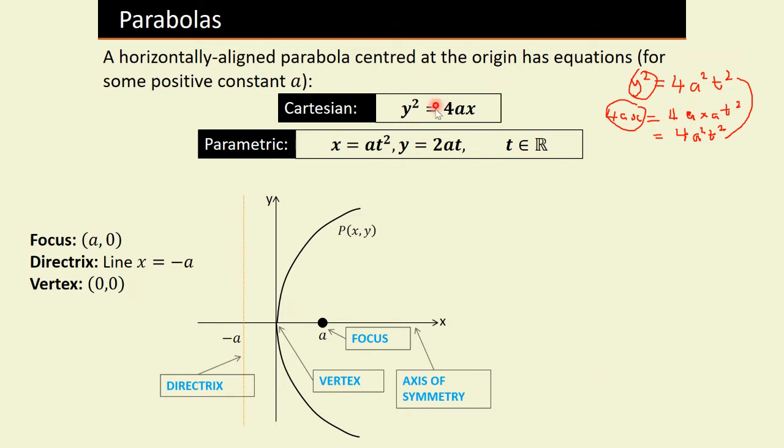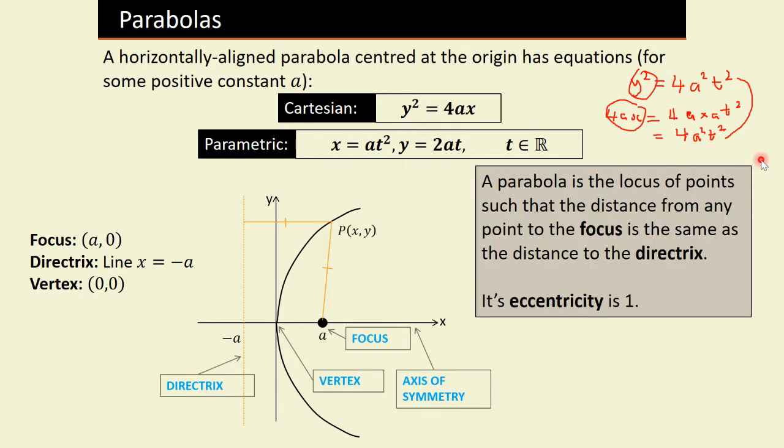This is the reason really why we choose the 4a here in our Cartesian form. So we get the focus in a nice position, we get the directrix in a nice position. If I know the focus, I can jump straight into the Cartesian form. If I know the directrix, I can jump nice and easily straight into the Cartesian form. Now, remember that the parabola is the locus of all points such that the distance from any point to the focus is the same as the distance to the directrix. So we're saying the eccentricity, remember, is 1.